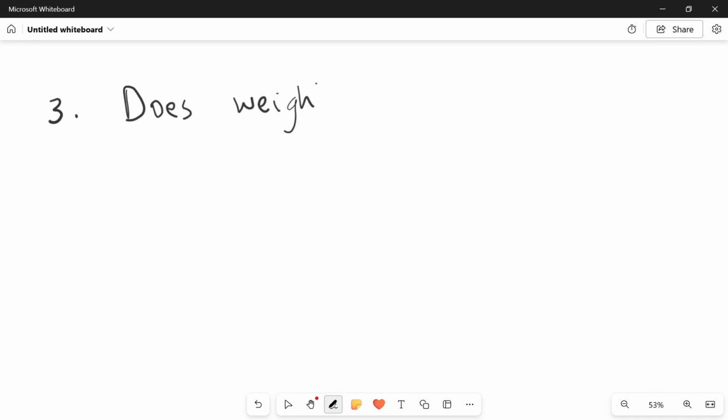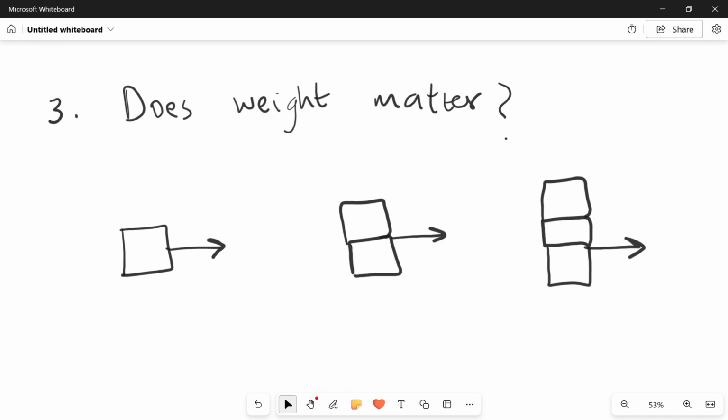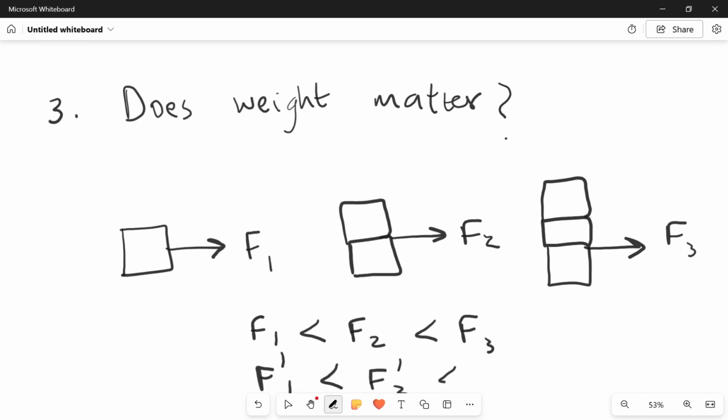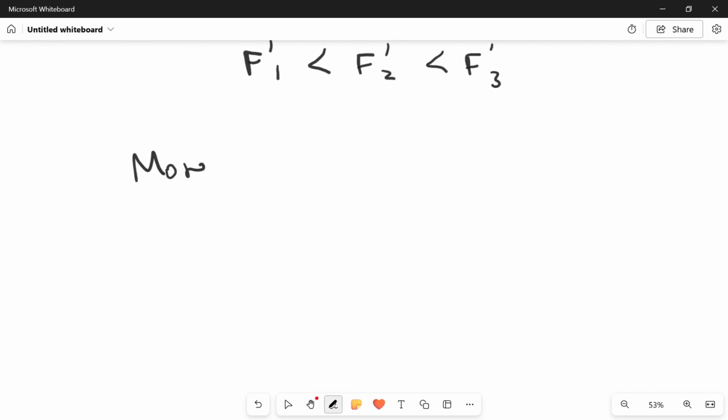Number three, does weight matter? You're gonna need blocks of same weight. Place one block and start pulling. It moves with little force. Now place two blocks and start pulling. You need a little bit more force. Place three blocks and start pulling. You will realize that you need even more force. This tells us that more weight you have, there's going to be more friction because the surfaces press harder against each other.